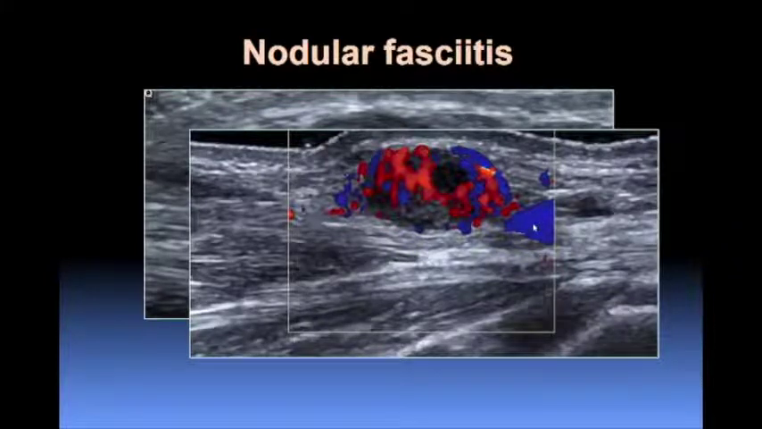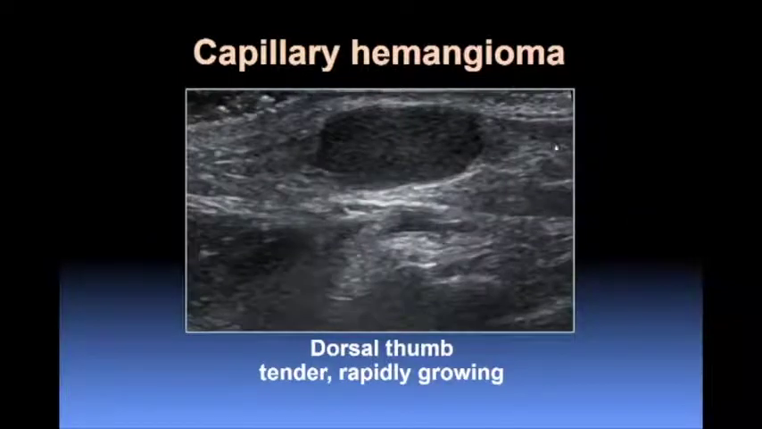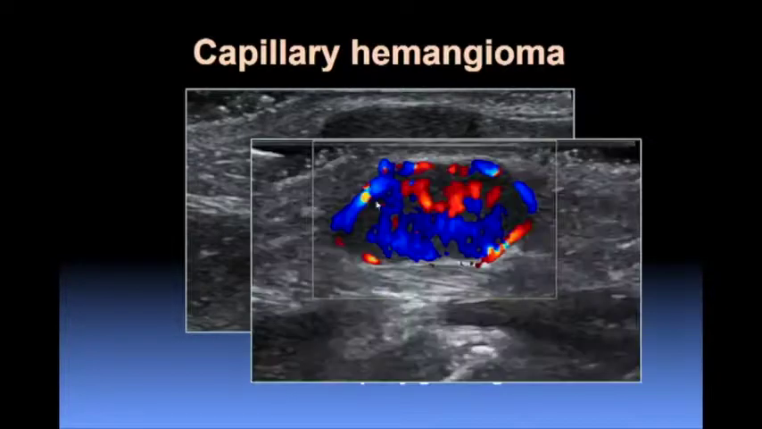So when I saw this and got the pathology, this patient came along not too much later and had this lesion on the dorsum of their thumb, and also said, this is rapidly growing and it hurts. And I'm like, I can make the diagnosis of nodular fasciitis again. And even the color Doppler flow pattern looks very similar to what we just saw. But as you can see from the title of this slide, this wound up being a capillary hemangioma.